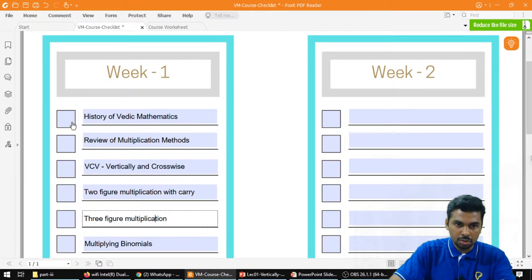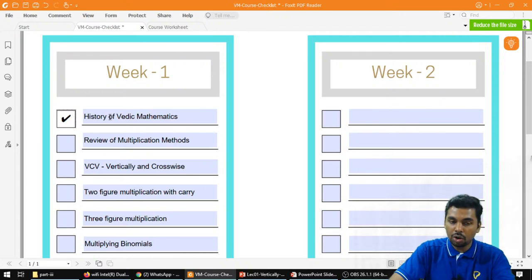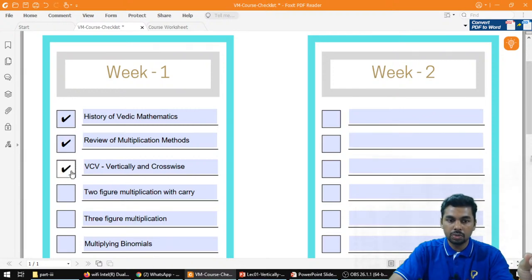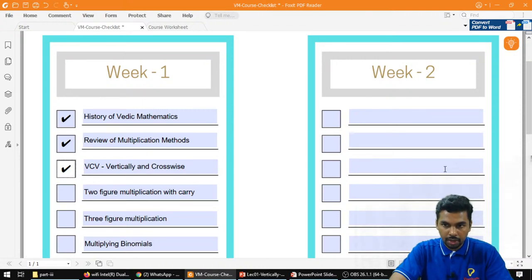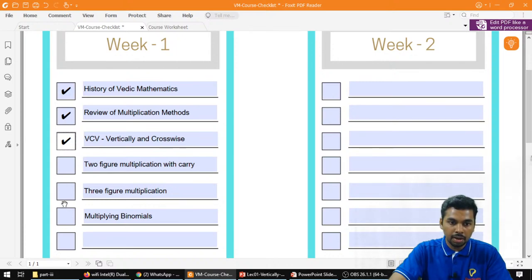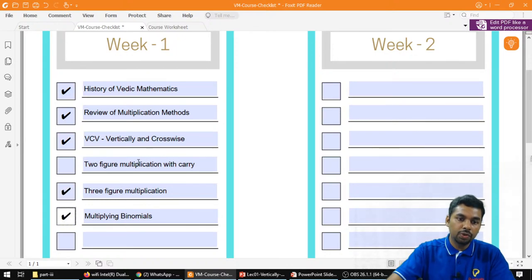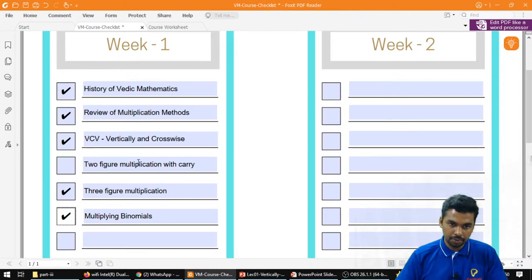Now, suppose you have understood the topic, you put a tick mark against that topic. So for example, if you have understood what we talked about in history of Vedic Mathematics, you put a tick mark. If you have understood the review of multiplication methods, you put a tick mark against it. If you have understood vertically and crosswise, put a tick mark against it. So this will be easier for you to clear your doubts. Now suppose at the end of the week, you see that one of the topics does not have a tick mark. So let's say you don't have a tick mark in two figure multiplication with carry. Somebody is having a doubt. So in that case, when we meet for the next class, you can ask this doubt. All right. So I'll give you some time so that you can clear this particular doubt.